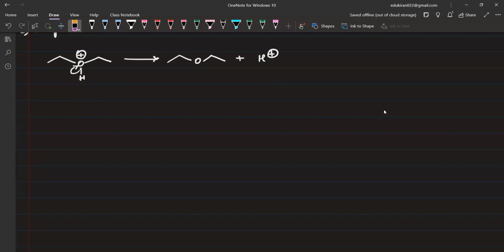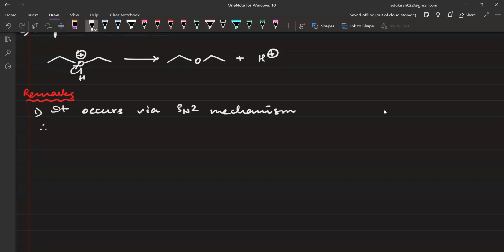Now please write some remarks. In remarks, you'll write number 1 point. It occurs via SN2 mechanism. Therefore, the rate of reaction is methyl alcohol, that is CH3OH, will be fastest, followed by 1 degree, followed by 2 degree, and then followed by 3 degree.